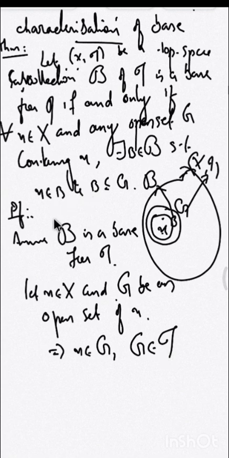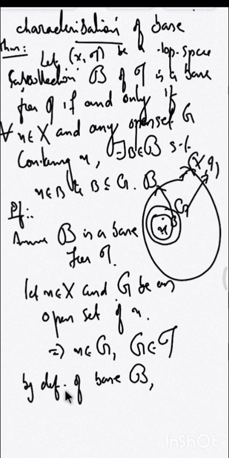By the definition of base, when script B is a base for tau, every member of tau can be written as union of members of script B. So by definition of base B, there exists a collection such that G can be written as union of members of script B.